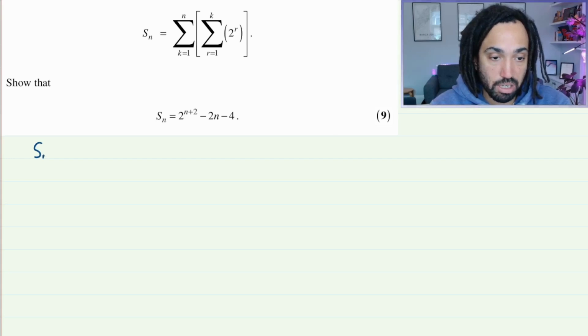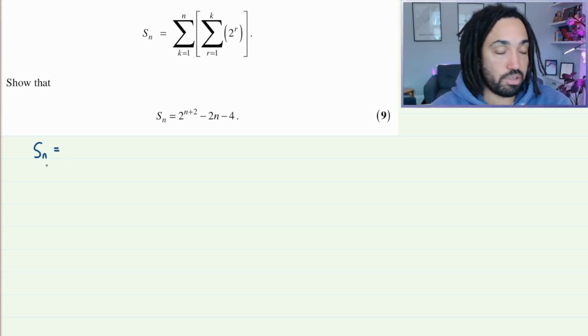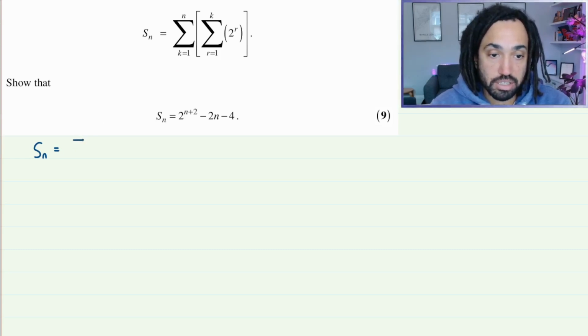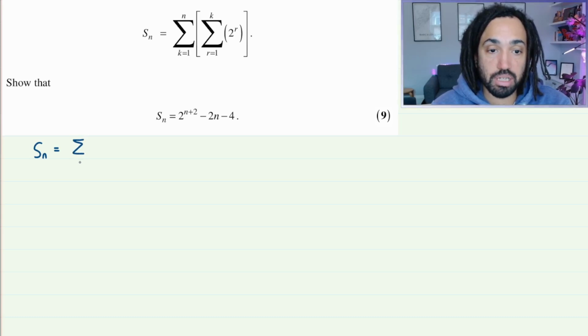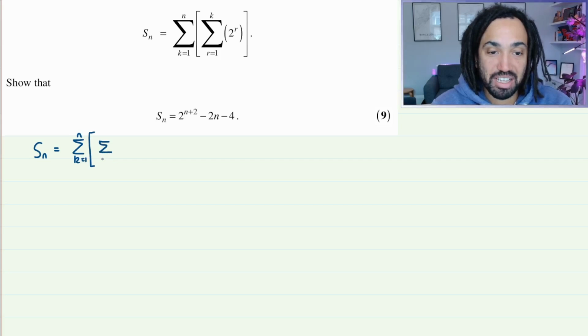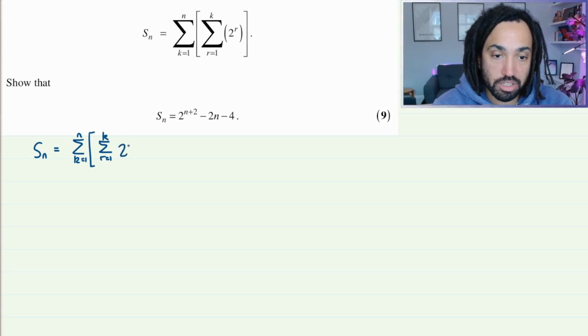Okay, so we've been asked to show that this series up until n is the sum starting with k equal to 1 up until when k equals n of the sum starting with r equal to 1 up until when r is equal to k of 2 to the r.